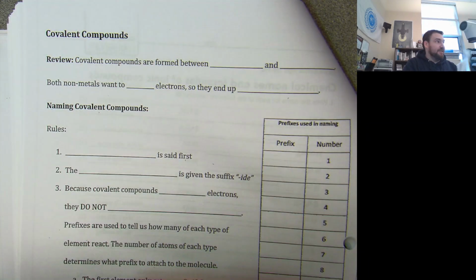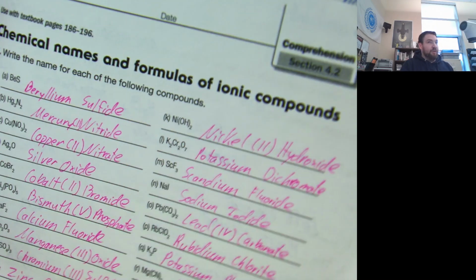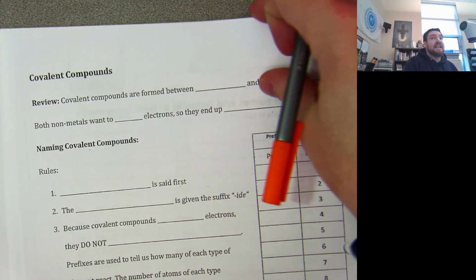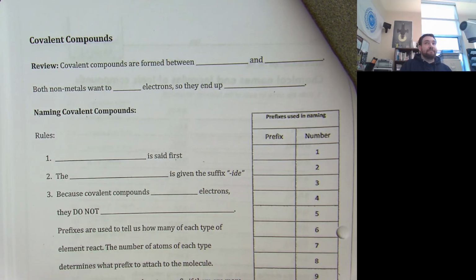Comments, questions, concerns. Ionic naming. We're feeling pretty good. Roman numerals, polyatomics, ides and ates and ites and ums and... Okay. Hearing nothing, I'm going to assume that we're good.